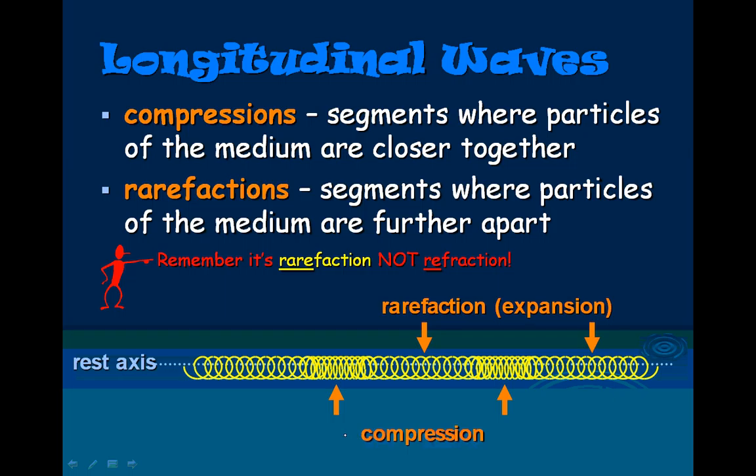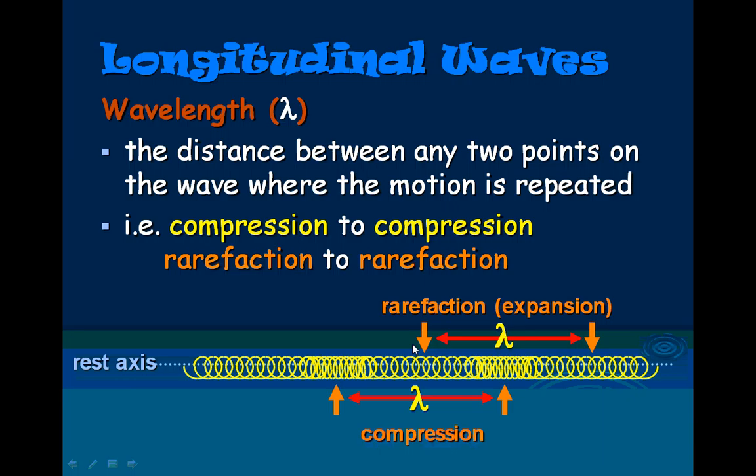So when we look at this, there are going to be areas where you've got the particles very close together. Those are called compressions. You can see one over here, another one in this location here. And the areas in between where the particles are more spread apart, those are called rarefactions, not refractions, so be careful with grade 10.